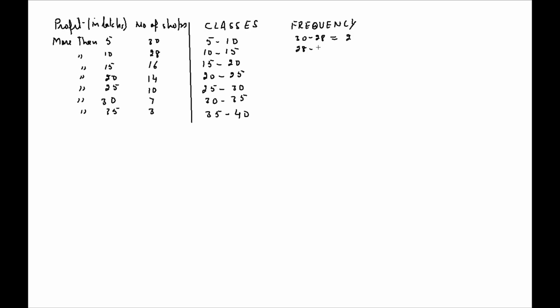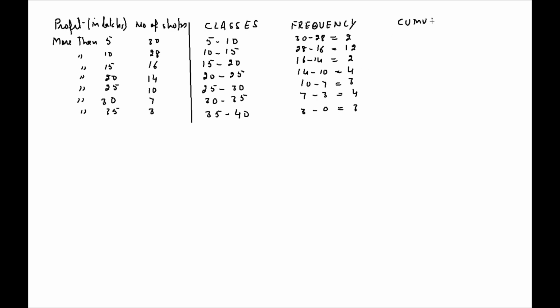Next frequency will come 28 minus 16 is 12. Next 16 minus 14 is 2. 14 minus 10 is 4. 10 minus 7 is 3. 7 minus 3 is 4. And 3 minus 0 is 3.